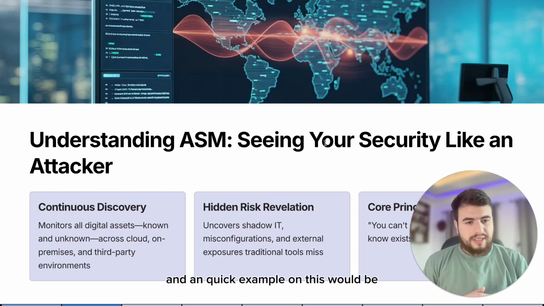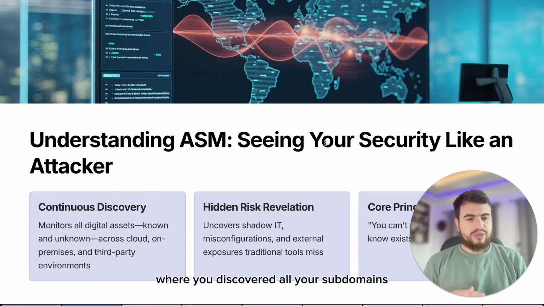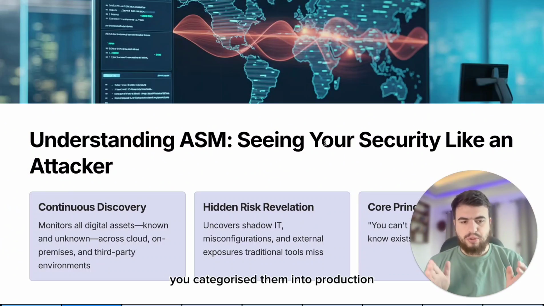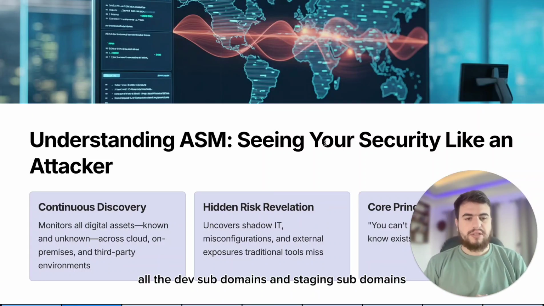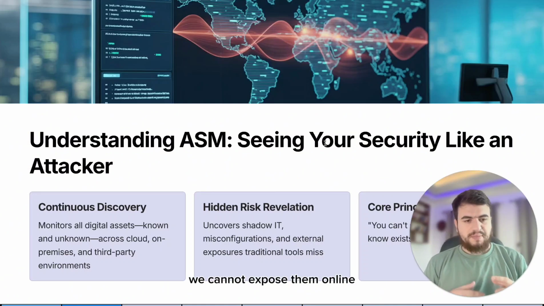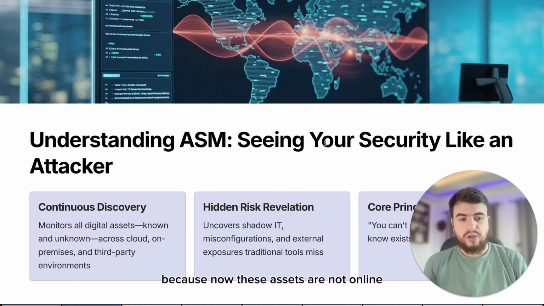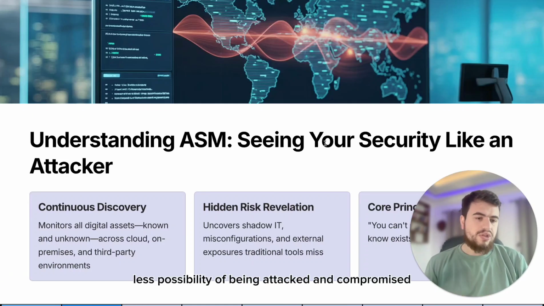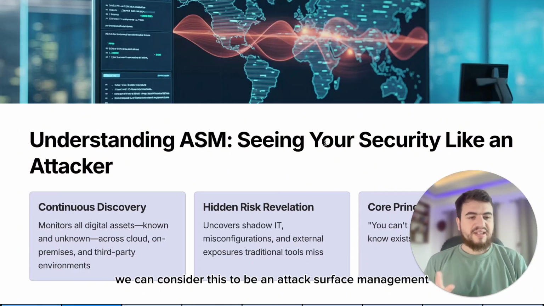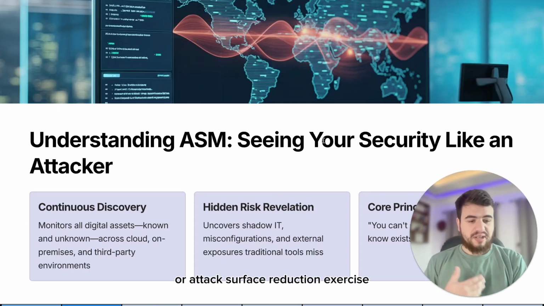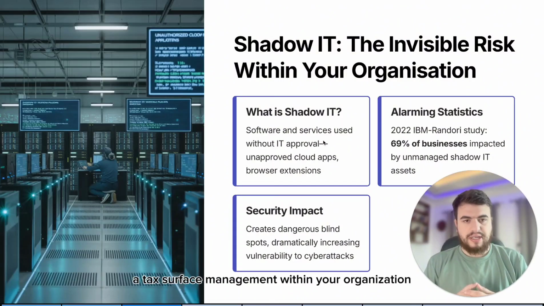A quick example on this would be, let's imagine that you have a lot of subdomains. Imagine you started an exercise within your organization where you discovered all your subdomains, you categorized them into production, dev, and staging. And then you said all the dev subdomains and staging subdomains have to be under VPN. We cannot expose them online. So through this process, you reduce the risk of these assets being compromised, because now these assets are not online. They have less possibility of being attacked and compromised. And this process, actually a small exercise, we can consider to be an attack surface management or attack surface reduction exercise.